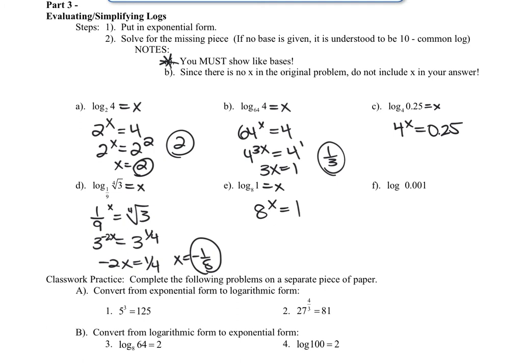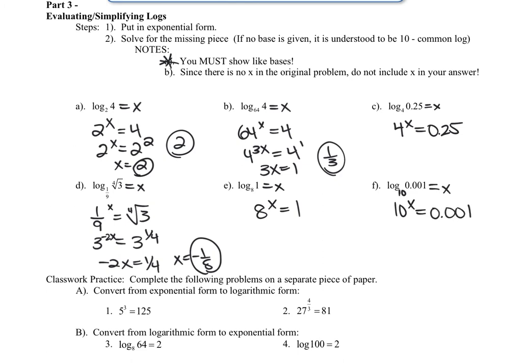Last but not least, letter F. I'm going to introduce that again by setting it equal to x. And then something that was written at the top that I ignored for a moment. It says if no base is given, it's understood to be base 10, which is known as the common log. That's a whole section we'll do later on in the chapter. So notice I just have log of 0.001. Since there's no little base there, I can put a base 10. So converting, it would be 10 to the x equals 0.001.